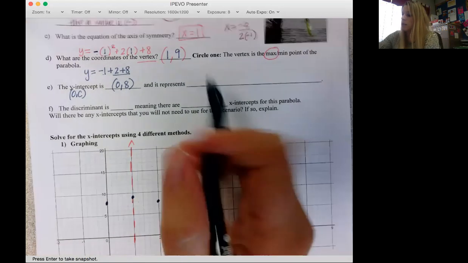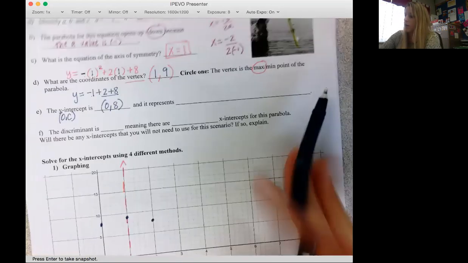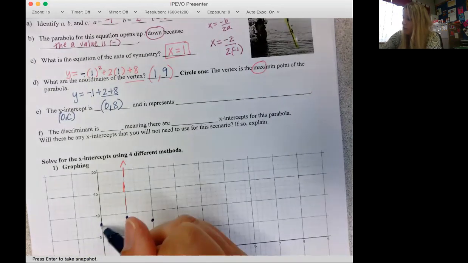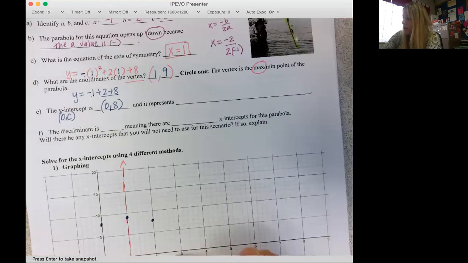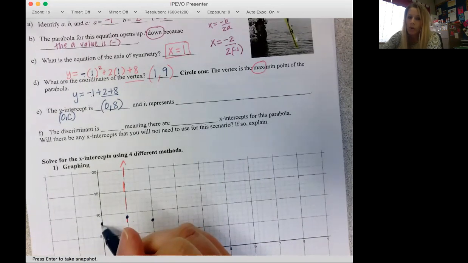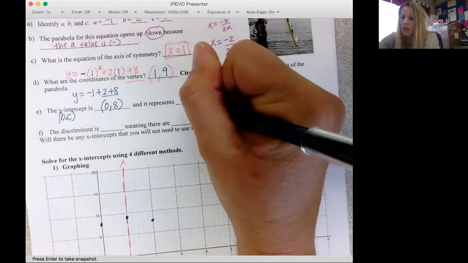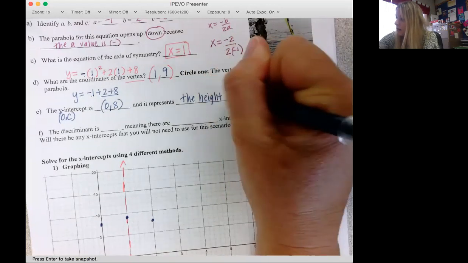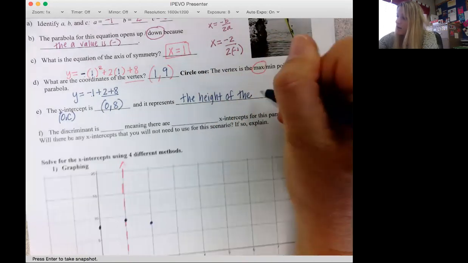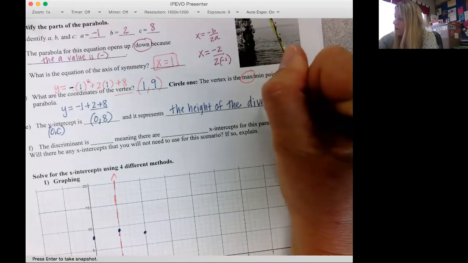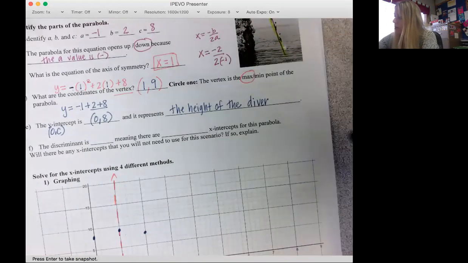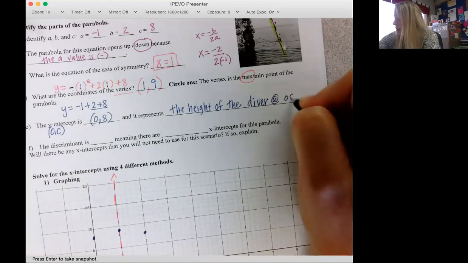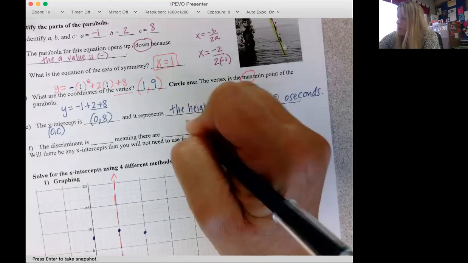Now the next question says, what does this represent? Well, if I think of this line being like the cliff, right now, so far, we see this rotation going this way, okay? This is always the starting point. So it represents basically like the height of the diver or jumper. I don't know if they dove or if they jumped. Okay, so a height of the diver really at 0 seconds, like when they start.